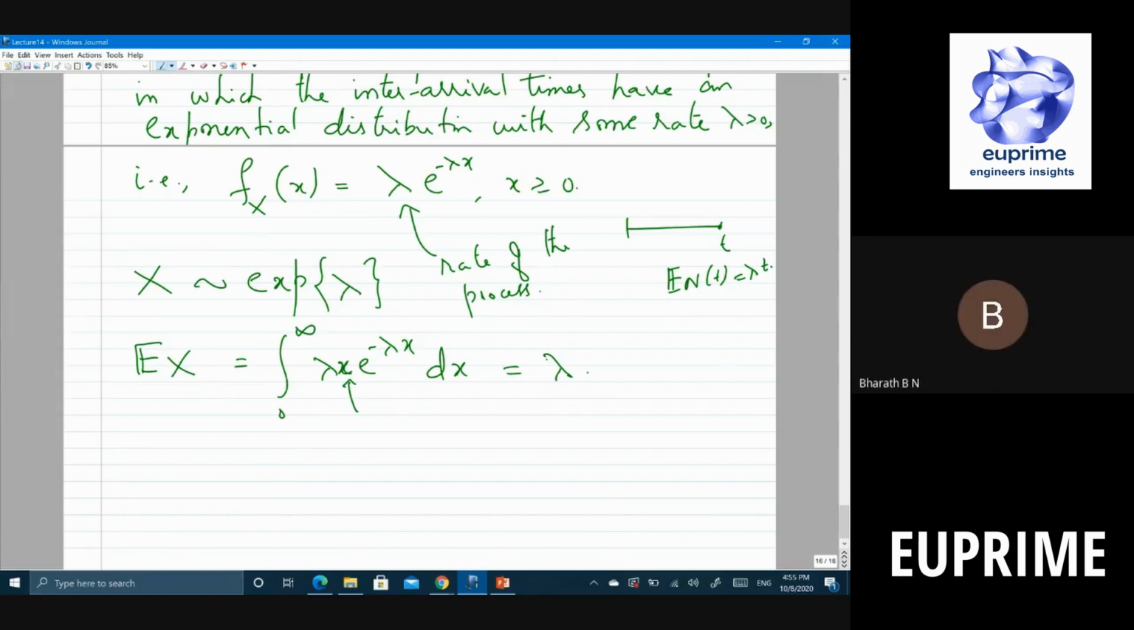No, I don't think so. Mean of an exponential random variable. No, the exponential density is what? Lambda e power minus lambda x, right? Oh, right, right. Just integrate and see. So by parts you can do it. It'll be lambda. Okay.